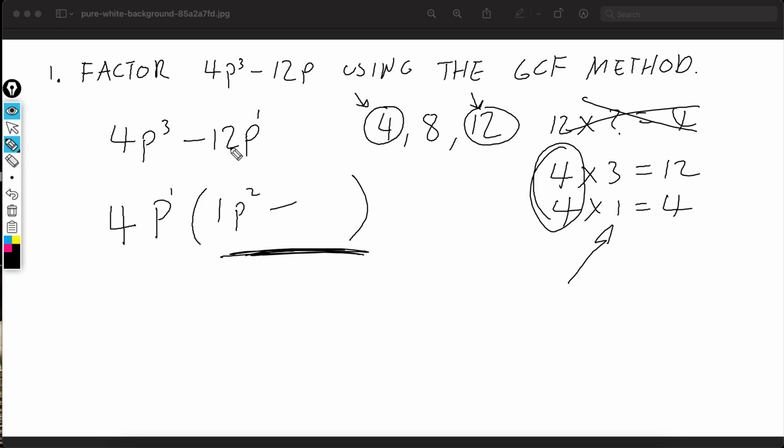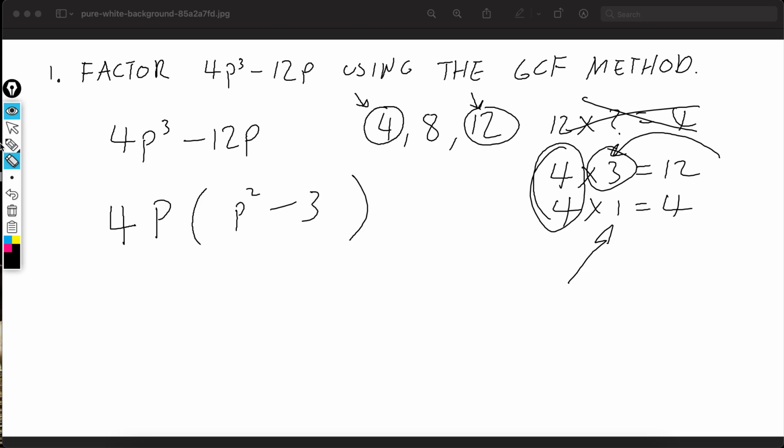Easy peasy. Now, 4 times what number gives us 12? 4 times 3, right? We write a 3. Now we have 1 and 1. So 1 minus 1 gives us 0, but you're not going to write p to the 0. You're just going to leave it be because it means it's nothing. Now, like I told you earlier, we don't write 1s in math. I'm just doing that for educational purposes. You would leave it like this. This would be the answer. 4p, open parenthesis, p squared minus 3, close parenthesis.